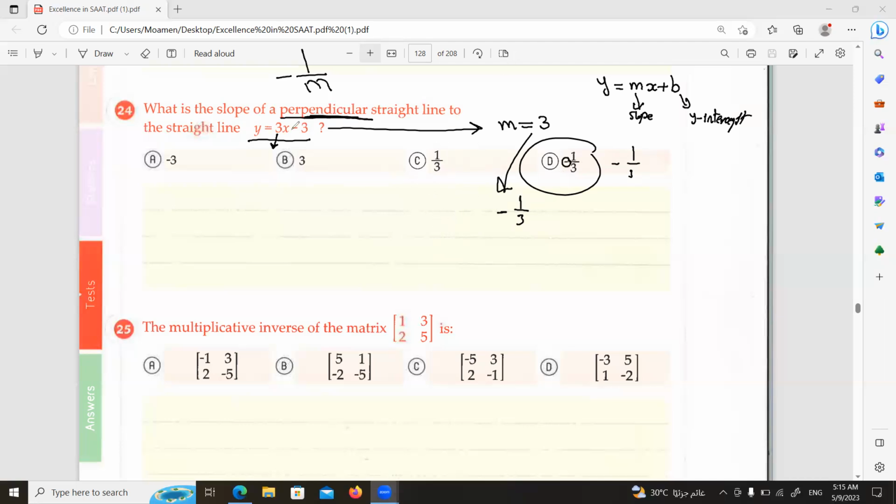أوكي يا جماعه، يبقى كل العمليه: جبت السلوب بتاع الأول وبعدين يا مستر لقيت perpendicular، أقلب وأغير الساين. طب لو لقيت parallel، خد نفس السلوب وما تغيروش.